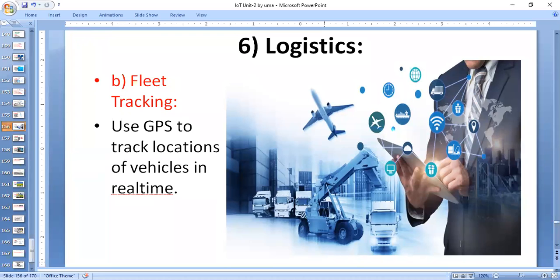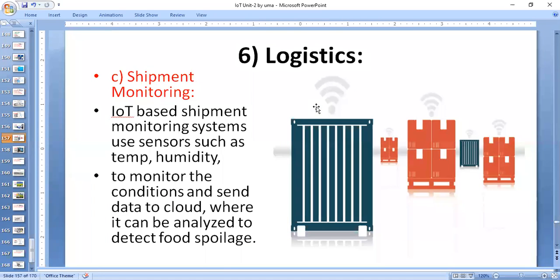The second important one, fleet tracking system. This diagram shows a person tracking some vehicles, large vehicles or small vehicles, and even flights; you can also track them by using this system. Next important one, shipment monitoring. Here, what is the shipment monitoring? You will have large vehicles.